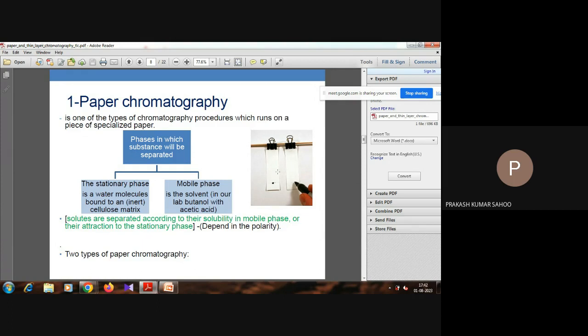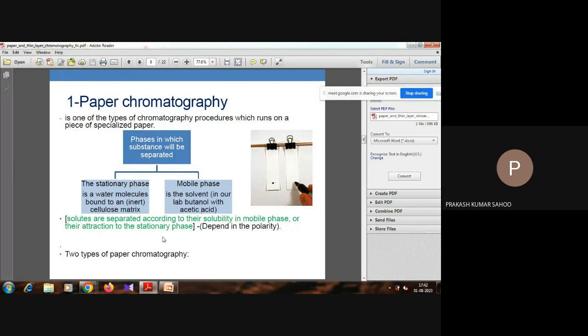What are the two phases here? The paper is the stationary phase, and it is put in a suitable solvent. That will be the mobile phase. The stationary phase is water molecules bound to a cellulose matrix. So this paper consists of cellulose in which the water molecules are bound, and the mobile phase is a suitable solvent, for example butanol with acetic acid. Solutes are separated according to their solubility in the mobile phase or their attraction to the stationary phase.